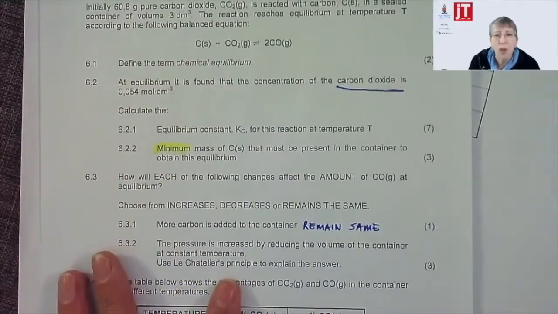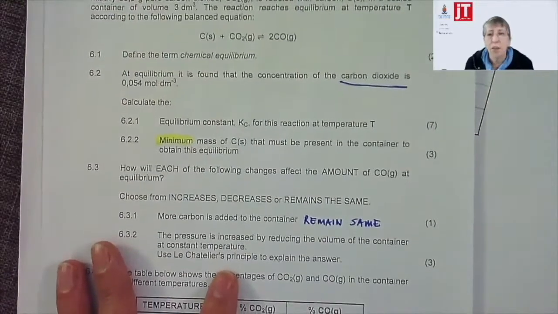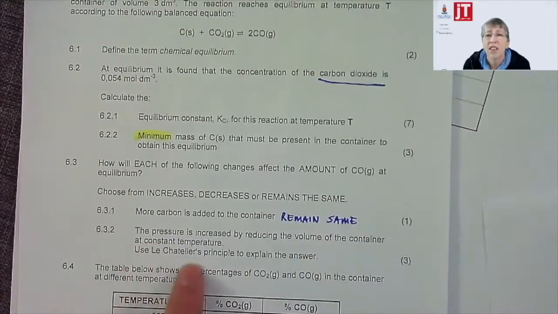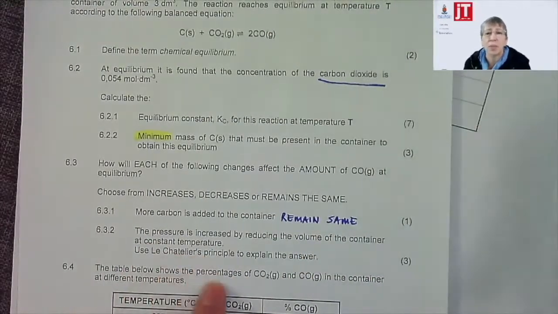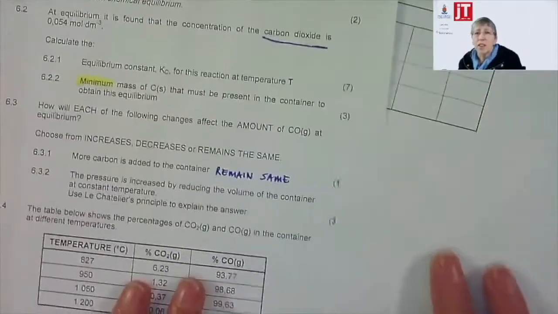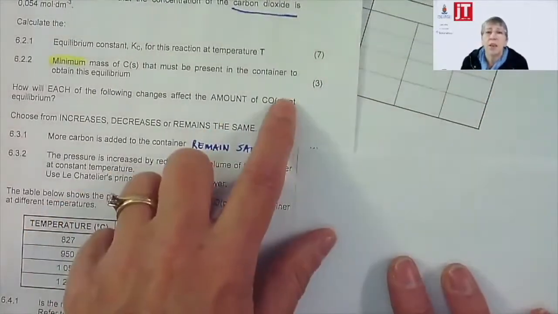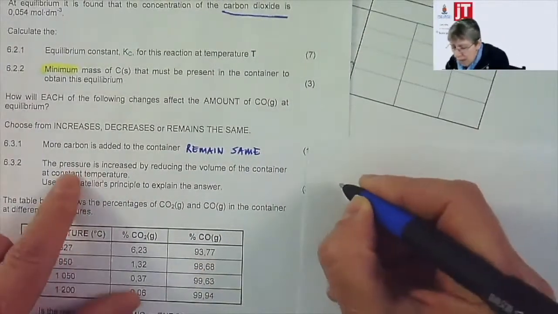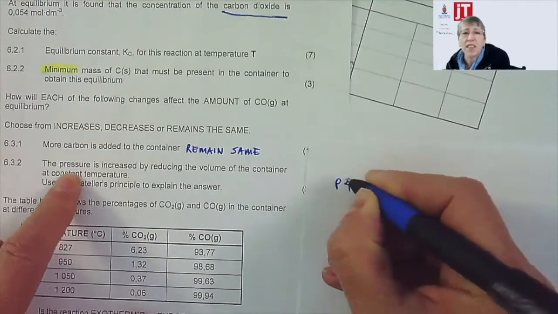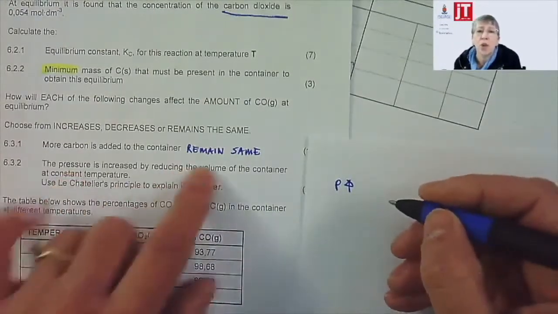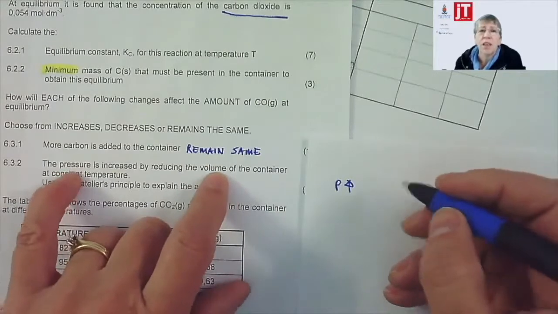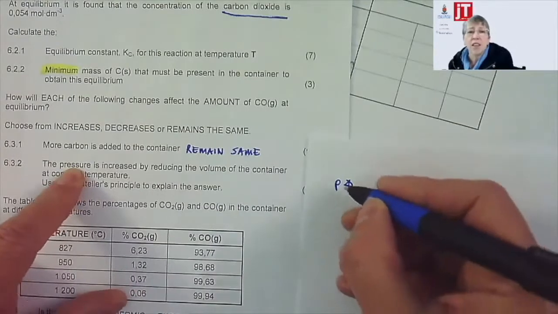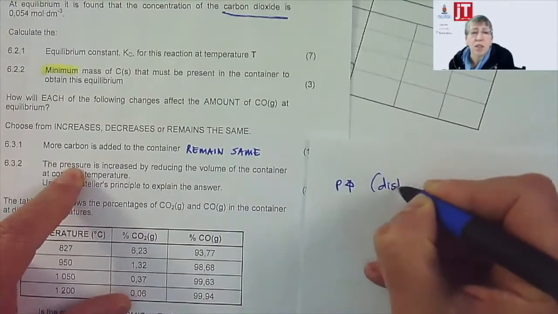Right, next I'm moving on to pressure. If the pressure is increased by reducing the volume of the container at constant temperature, use Le Chatelier's principle to explain. Right. So the first mark is for what's happening to CO, but that's the last thing that I'm going to be able to give them. So let's start off. They are telling me they are increasing the pressure, right? Remember Boyle's law, volume and pressure are inversely proportional. So if I decrease the volume, the pressure will increase. So that is the disturbance.